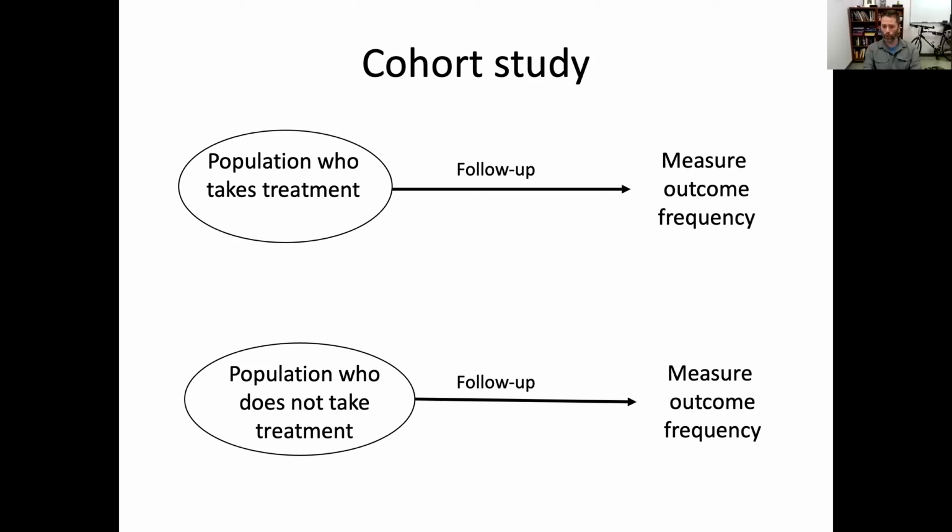You then follow them up over time and you measure the outcome frequency. What proportion of the people who got the treatment have the disease? What proportion of the people who did not get the treatment have the disease? And you compare those people.